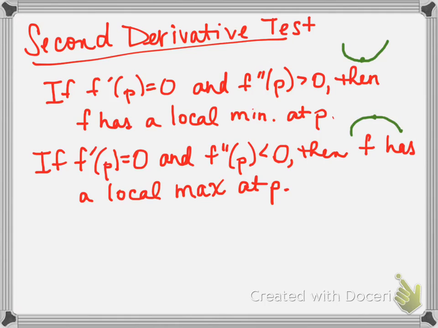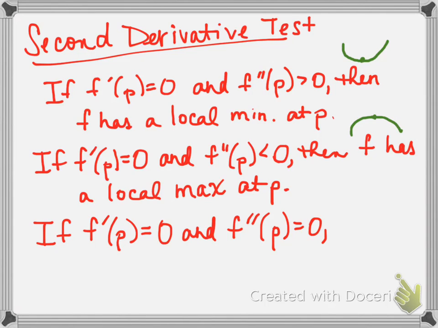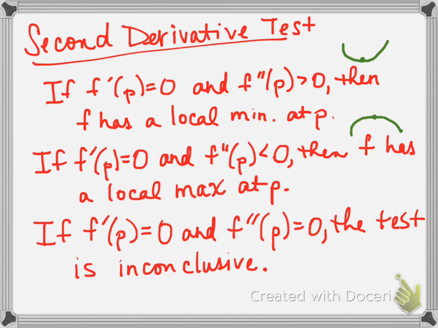So our last situation is that if f prime of p equals 0, so we've got a horizontal tangent line, and the second derivative is also 0, the test is inconclusive. The test tells us nothing. So the first derivative test might have been better in that case. You might have to go to other means. Okay. So our big ideas and vocabulary words are local minimum, local maximum, global minimum, global maximum, critical value, first derivative test, and second derivative test.